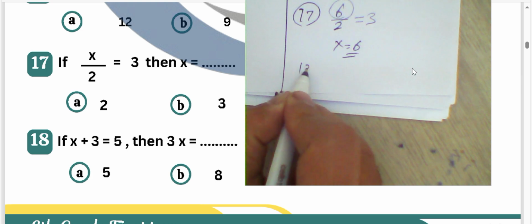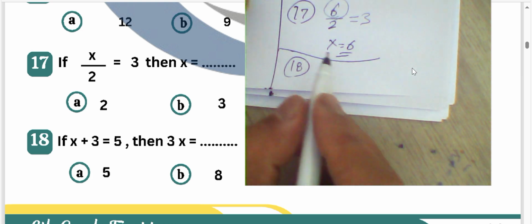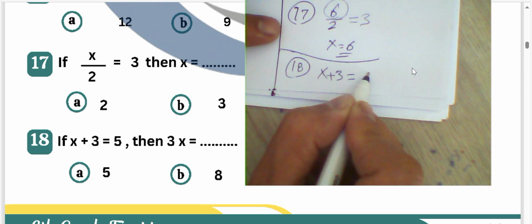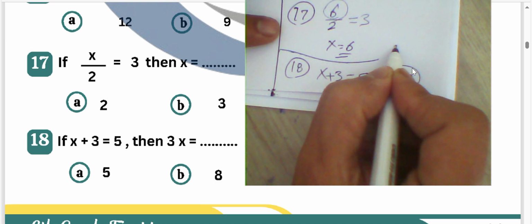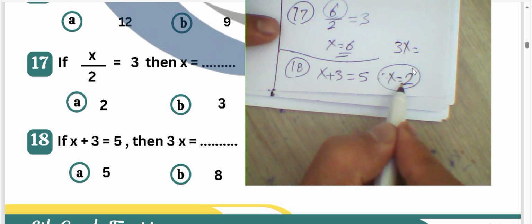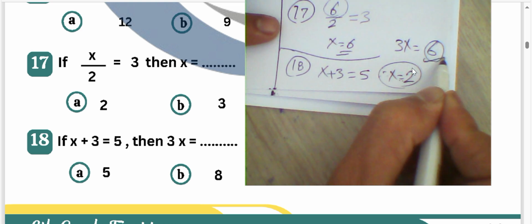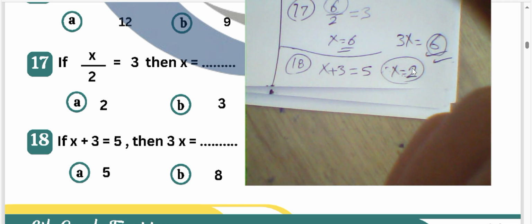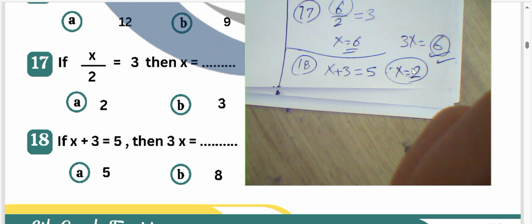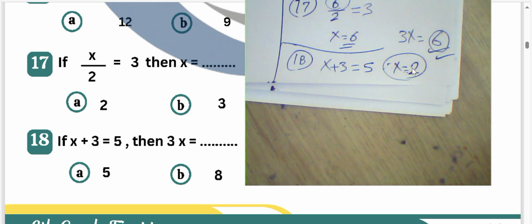Number 18. If x plus 3 equals 5, then the value of x equals 2. But he wants to find 3x. 3x means 3 product by 2, it will be 6. And the result here will be 6, because he asked about 3x. If he asked about x only, then the result would be 2. But in this example, the result will be 6, because he asked about 3x.